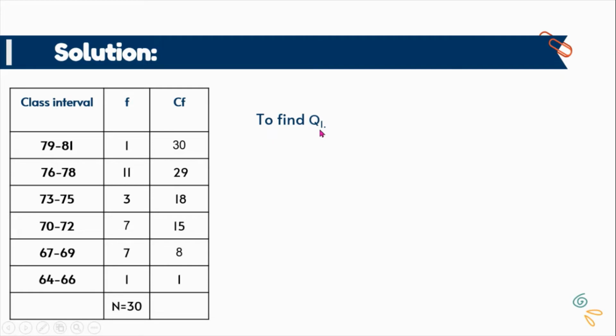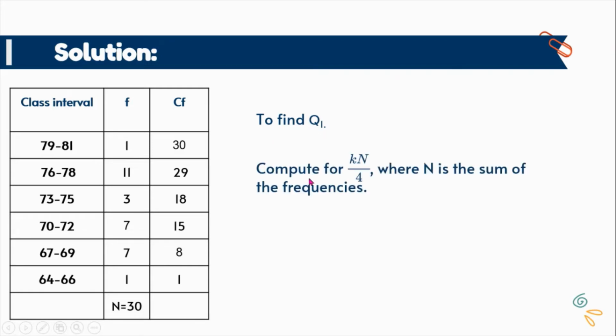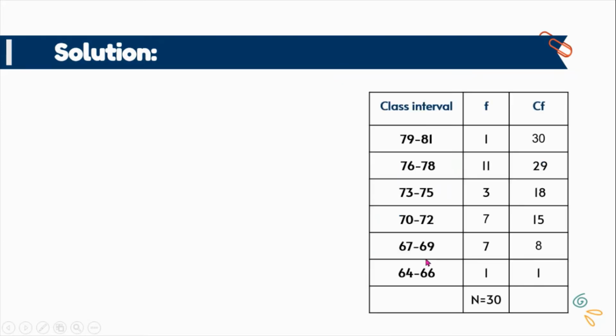To find the Q sub 1 or the first quartile, compute for Kn over 4, where n is the sum of the frequencies. By substitution, since we are looking for the first quartile, our K here is equal to 1, times 30, the value of n or the total frequency, divided by 4. So that is 7.5. Our Kn over 4 is equal to 7.5.